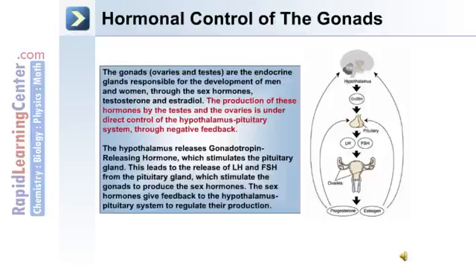The hypothalamus releases gonadotropin-releasing hormone, which in turn stimulates the pituitary gland. This leads to the release of LH and FSH, or luteinizing hormone and follicle-stimulating hormone, from the pituitary gland. These stimulate the gonads to produce the sex hormones. The sex hormones give feedback to the hypothalamus pituitary system to regulate their own production.